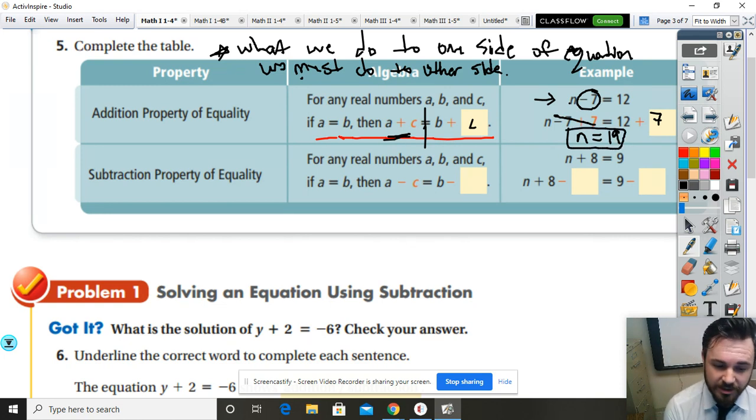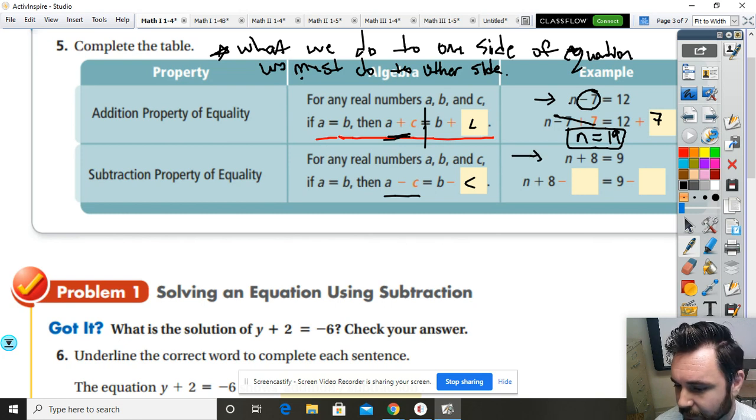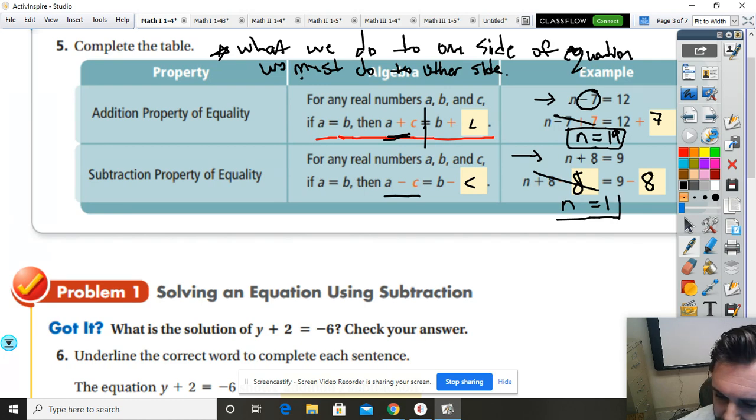Same is true with subtraction. If I subtract on one side, I have to subtract on the other. Little example here, to get n by itself, we have to get rid of that +8. Well, if it's +8, to cancel that, I'd have to subtract 8. +8 minus 8 are going to cancel to 0, leaving me with n, but I can't just do it to one side. I also have to subtract on the other. So 9 minus 8 is 1.